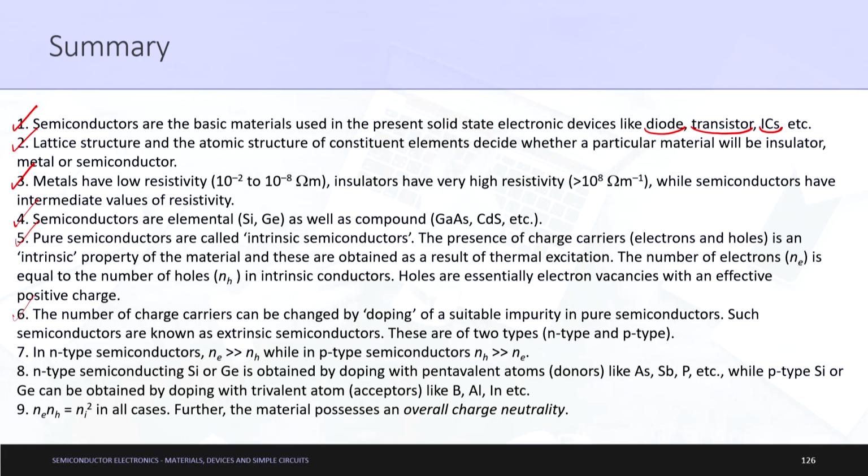So, depending upon the doping, if it is a positive doping or a negative doping, p type and n type semiconductors respectively are named. Such semiconductors are known as extrinsic semiconductors. There are two types, n type and p type. In n type, Ne is very much greater than Nh, while in p type Nh is very much greater than Ne. So, n is for negative.